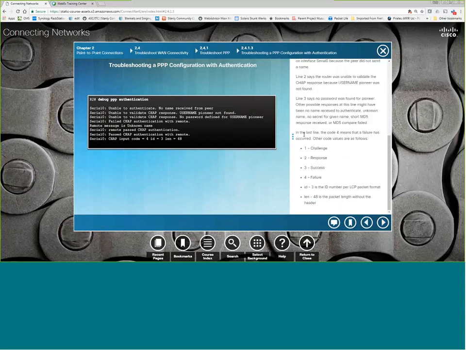So it's challenge, other code values, challenge, response. Code value 4 is a failure. Code value 1 is it's issuing a challenge. Code value 2 is a response. Code value 4 would be a failure. And then you've got ID 3, which could be the number per LCP packet, and then on down through showing the header length. That's the ID number for that packet.